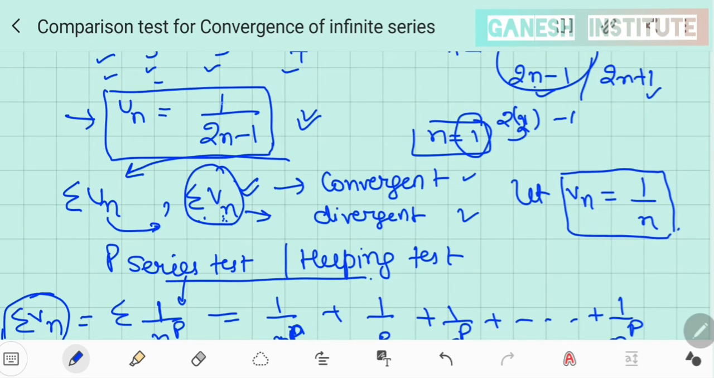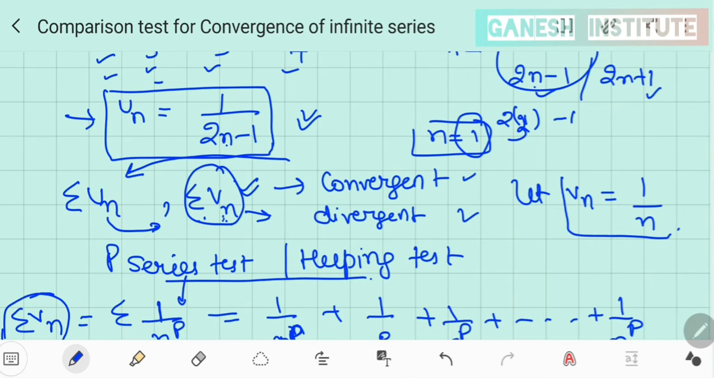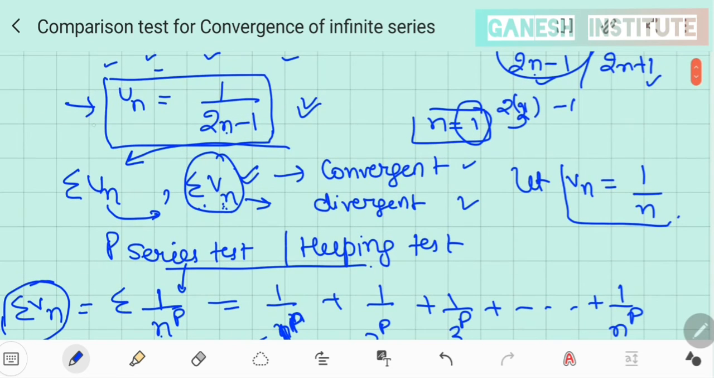Let's say if it would be 2n square minus 1 instead of this, then you have to take 1 by n square. But for now, what are we taking? We are taking 1 by n.